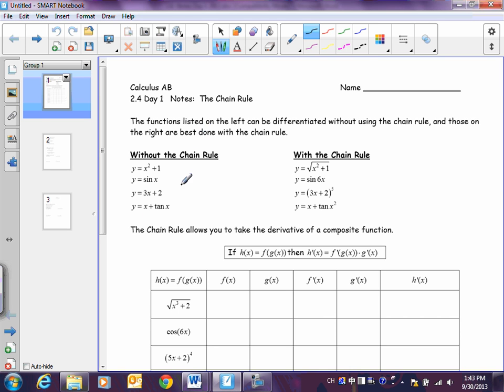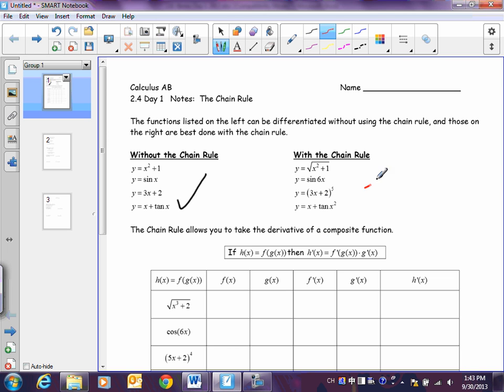So looking at these over here without the chain rule, do you know how to take the derivative of x squared plus 1? Yes. What is it? 2x. 2x, okay. What's the derivative of the second one? Cosine x. The next one? 3. The last one? 1 plus squared x. Okay, so all of these we already know how to do.